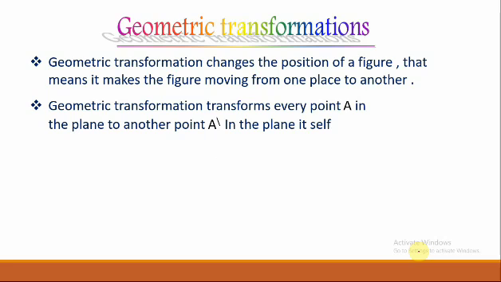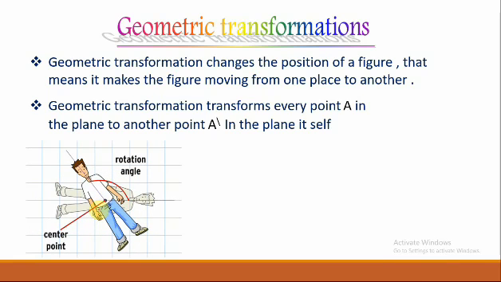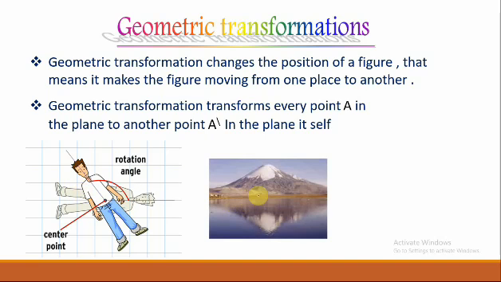In other words, we can say that geometric transformation transforms every point A in the plane to another point A dash in the same plane. Well, we still can't understand it. We need to see it. For example, this man. The original place is here, the horizontal one. He is sleeping here. But now he is like this. He is moving. The same person, but he is moving. Or maybe like this one.